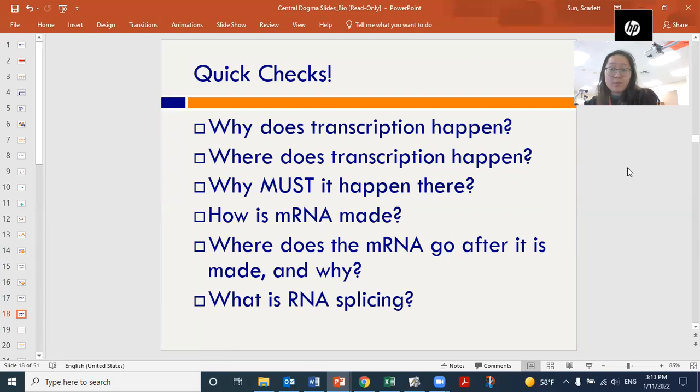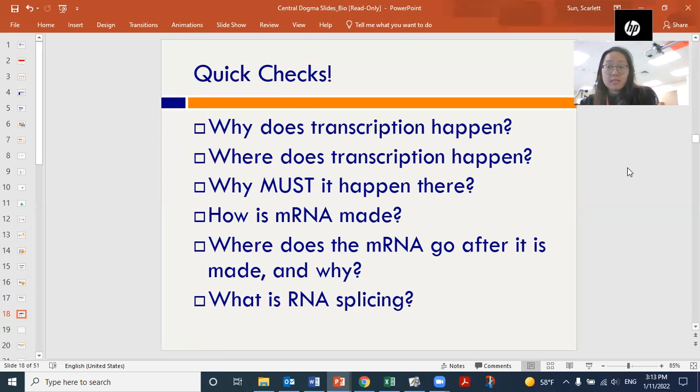How is mRNA made? Well, DNA is unzipped by helicase. RNA polymerase goes in and on the template strand, it's going to start building an mRNA strand. RNA polymerase will come in and start building the mRNA strand. And then the mRNA will double check, detach, and then leave.